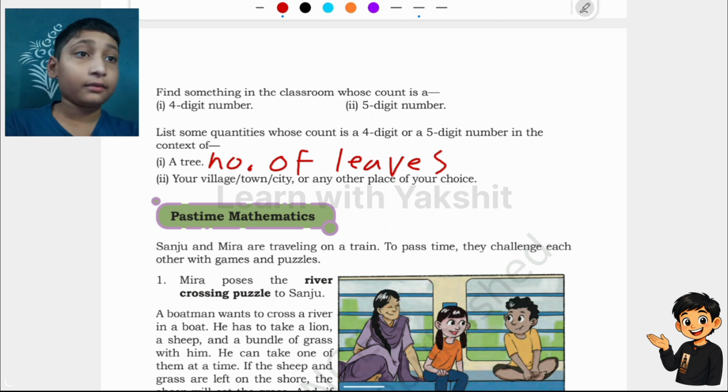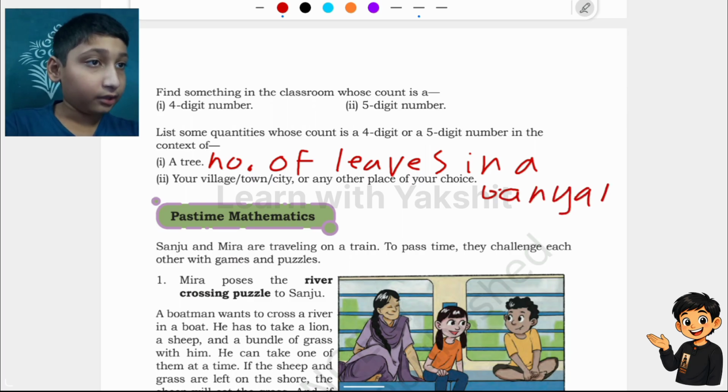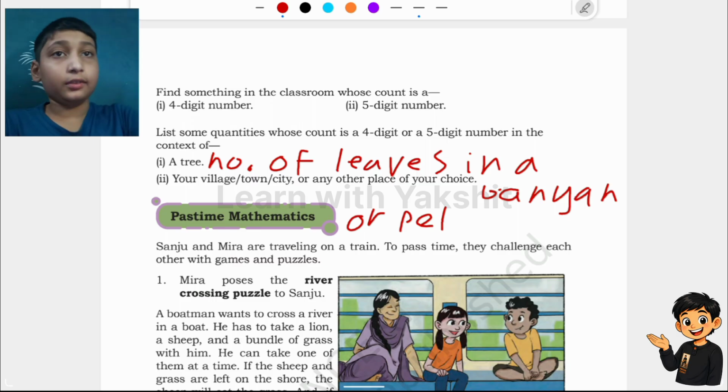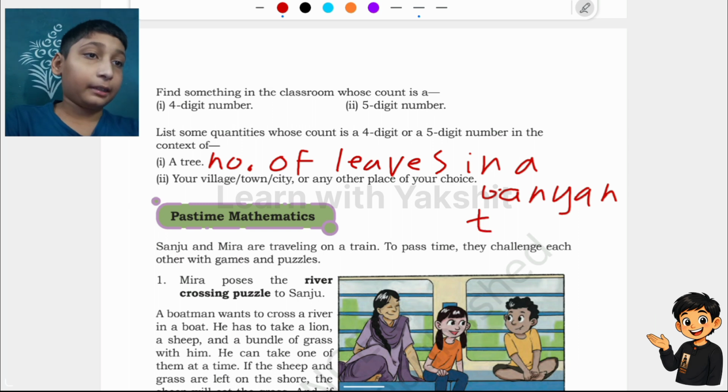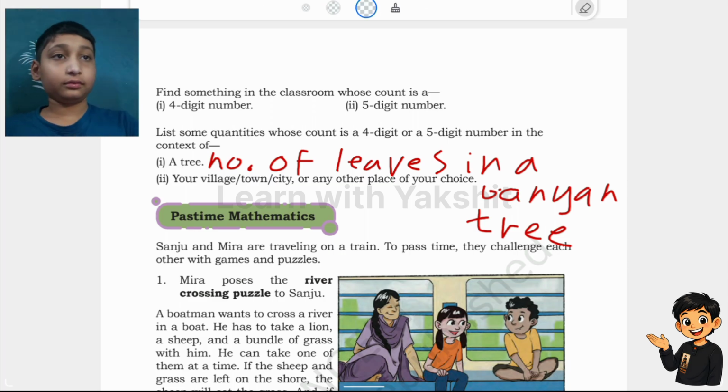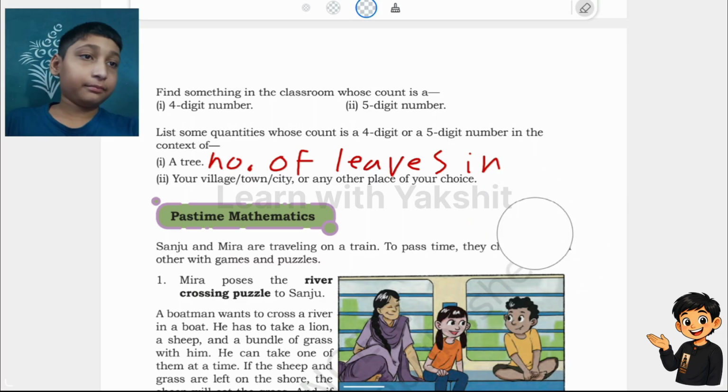And now for the 5-digit, you can write a banyan tree. So I'm just writing banyan tree.